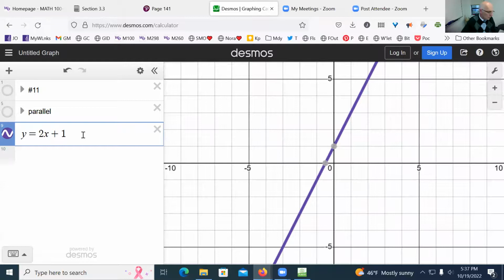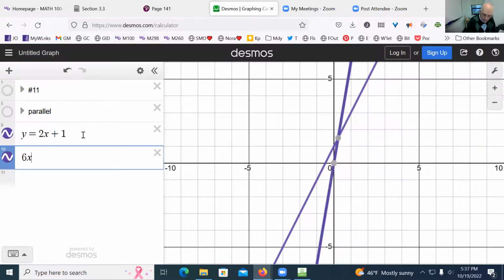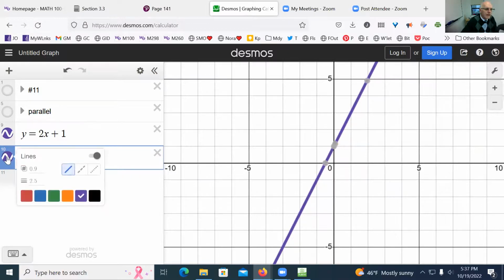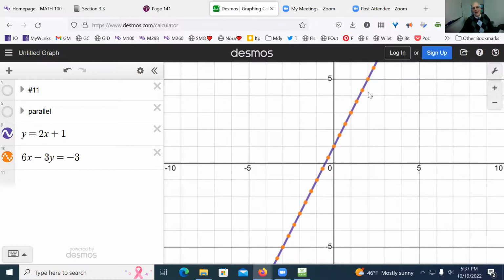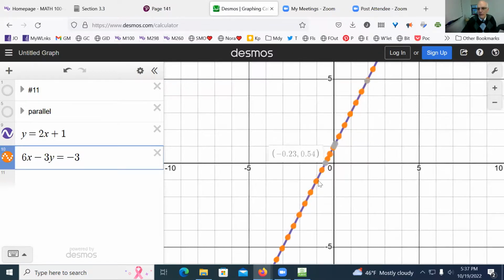So here's the first equation, y equals 2x plus 1, and the second equation is 6x minus 3y is equal to negative 3. And let's make that a different color. Let's maybe make this kind of gold. And also let's make it dotted so that we can see both of them. Ah, very nice. The purple line and the orangish goldish line are the same exact line. Every single point on here is making both equations true. We get an infinite number of ordered pairs.